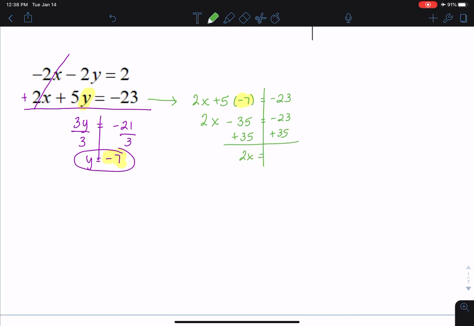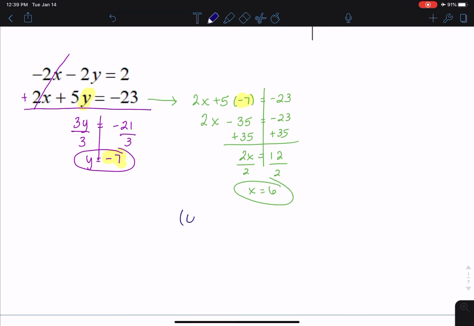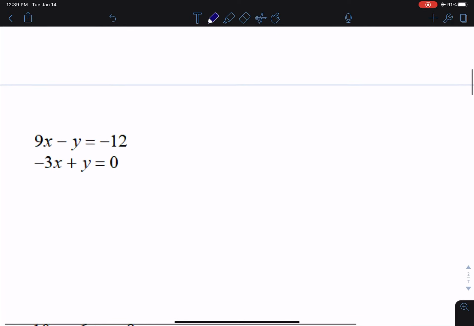2x equals 12. Divide by 2. X equals 6. So my answer is the ordered pair, 6, negative 7. All right. Now, pause the video. Try this one.